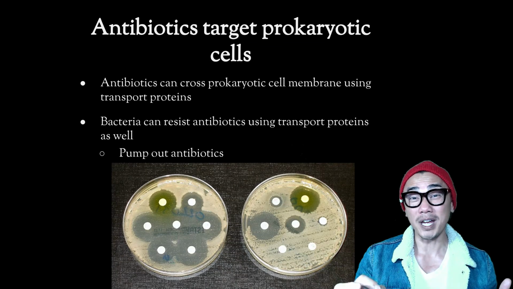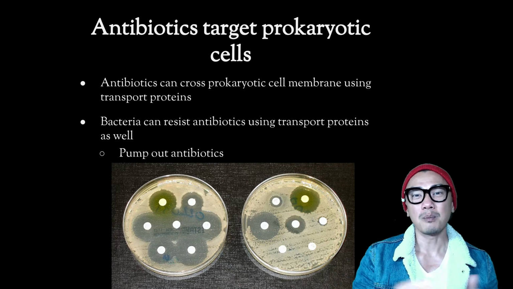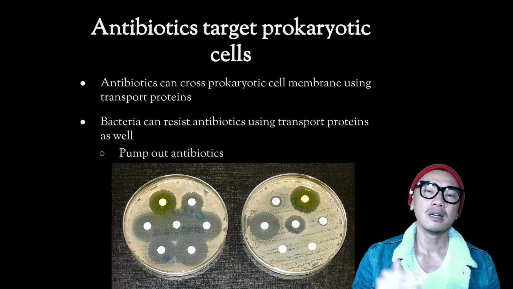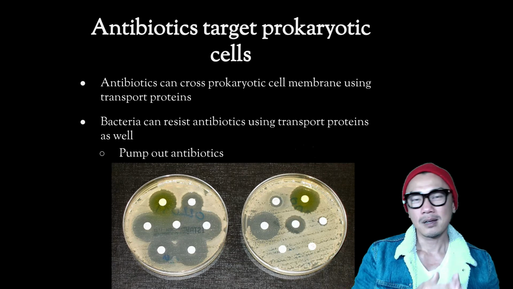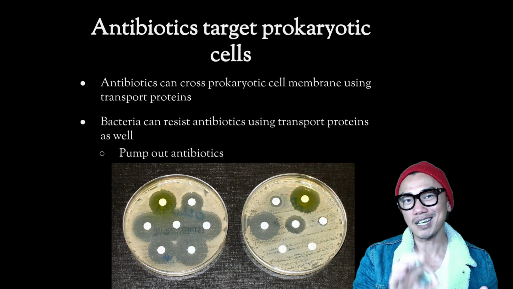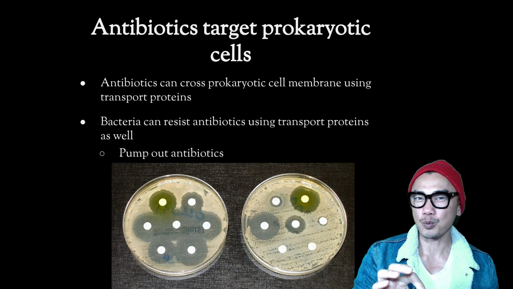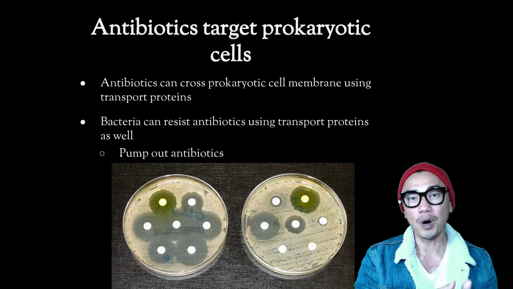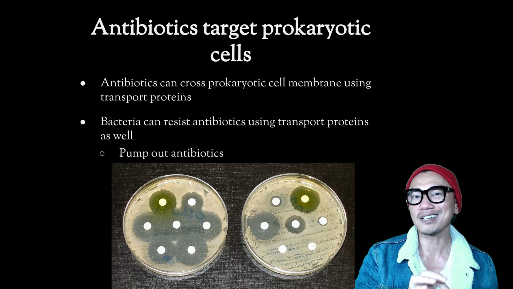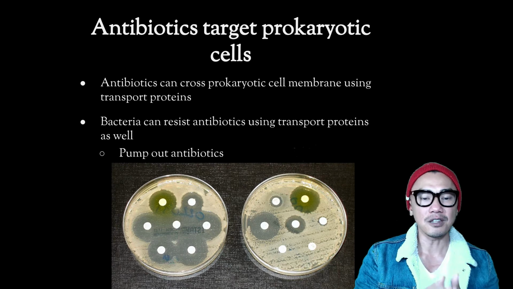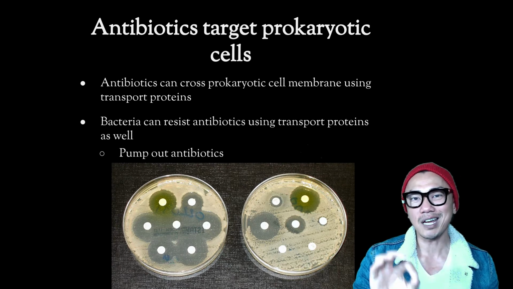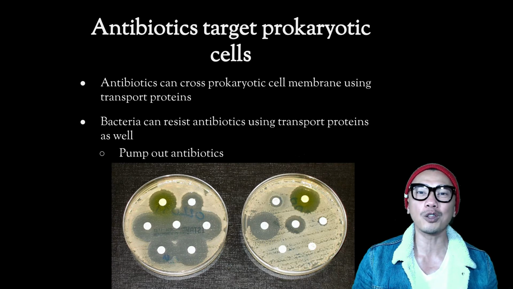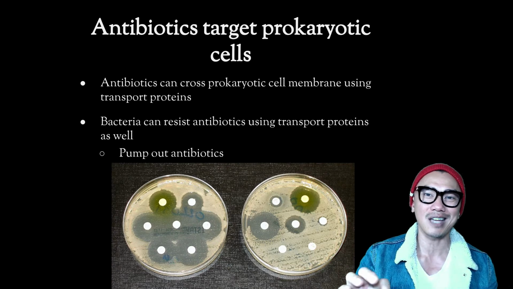Antibiotics can make their way into a bacterial cell by using transport proteins to cross the cell membrane. It goes the other way as well. Bacteria can resist antibiotics by using transport proteins to pump the antibiotics out. This is one form of what we call antibiotic resistance. In the photo, you can see antibiotic resistance on the right side where bacteria are growing all the way up to the antibiotic tablets.